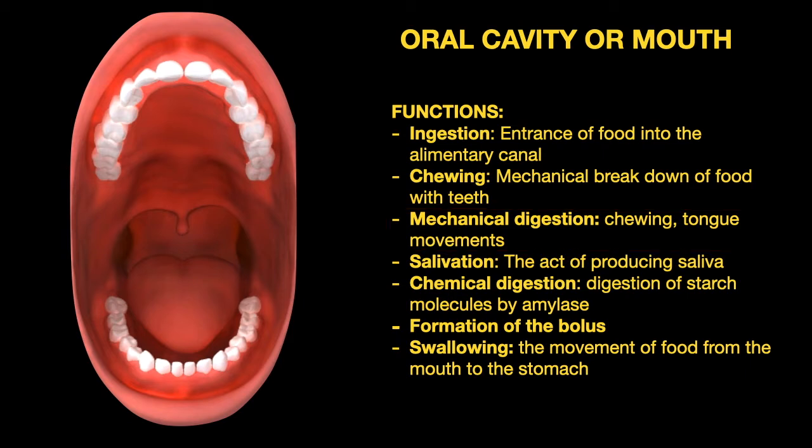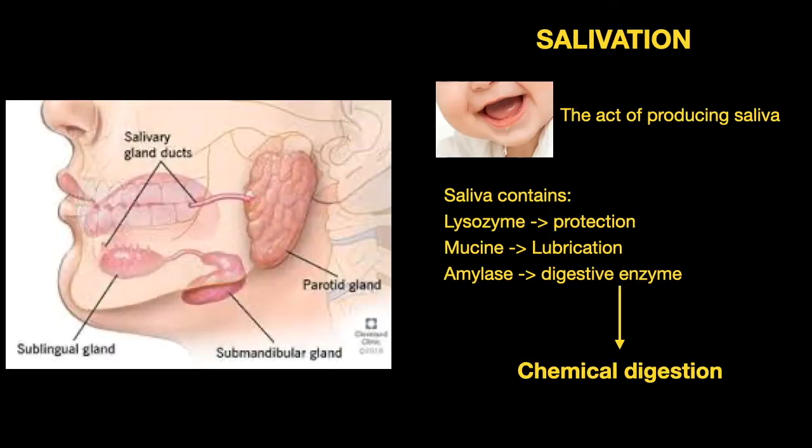In addition, in the mouth occurs salivation, the act of producing saliva. Small salivary glands that are housed under the tongue and on the sides of the mouth are constantly secreting saliva, even when you sleep. In fact, an average of 1 to 1.5 liters of saliva is secreted each day.